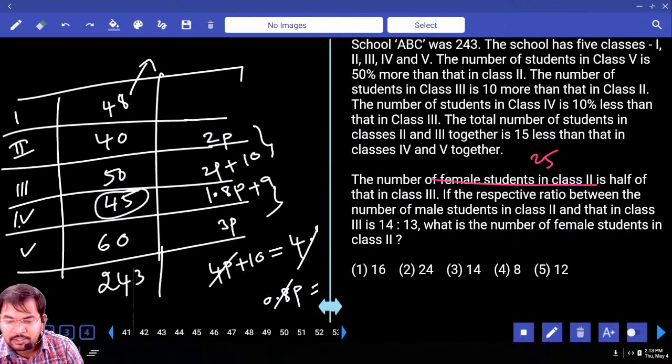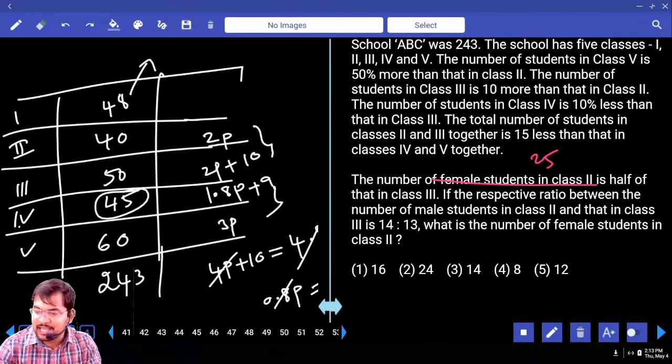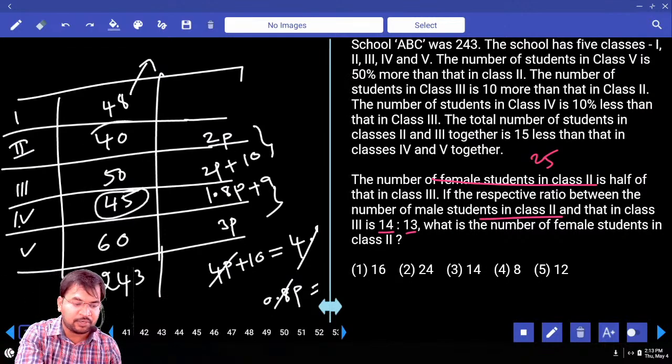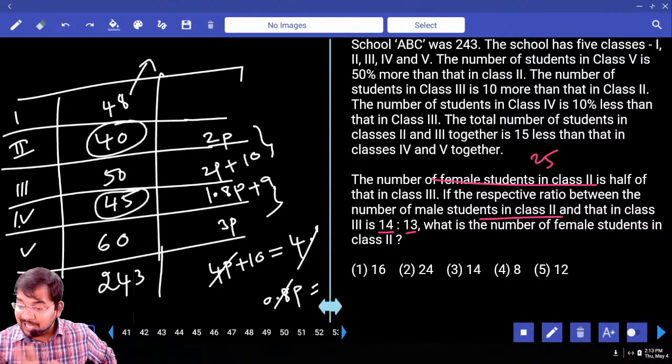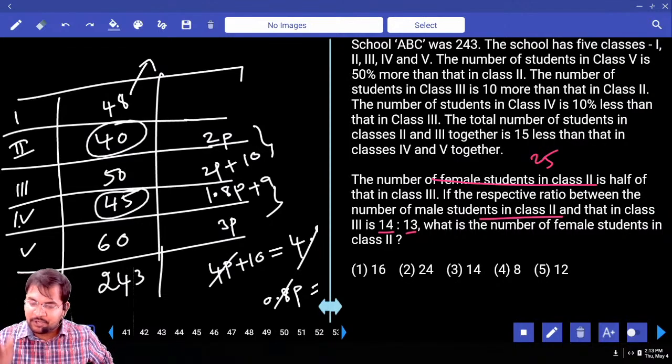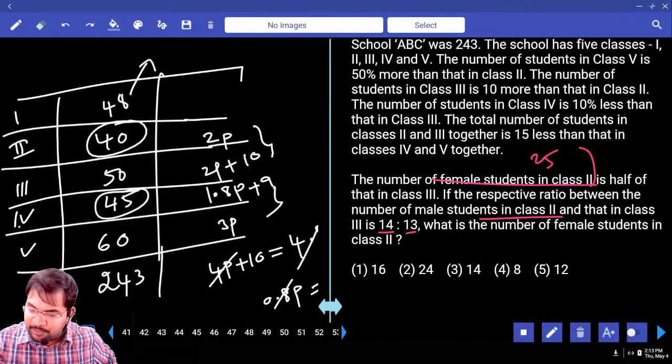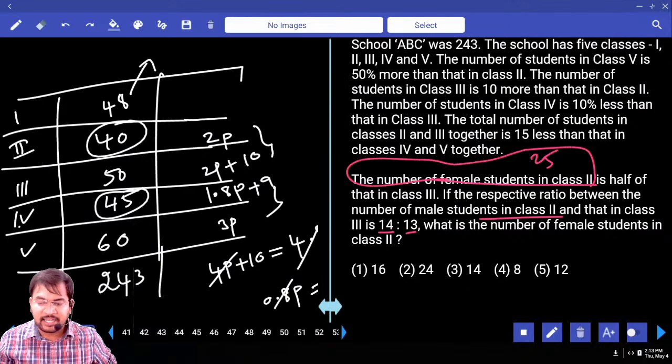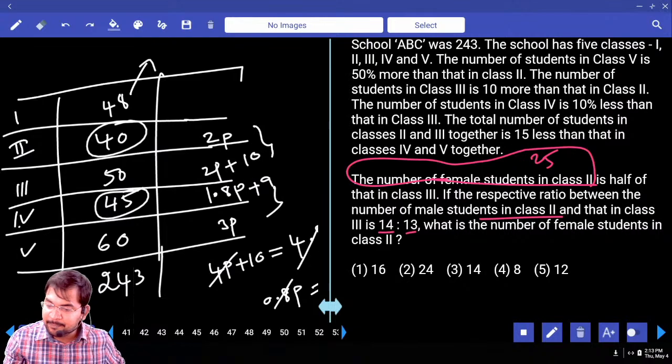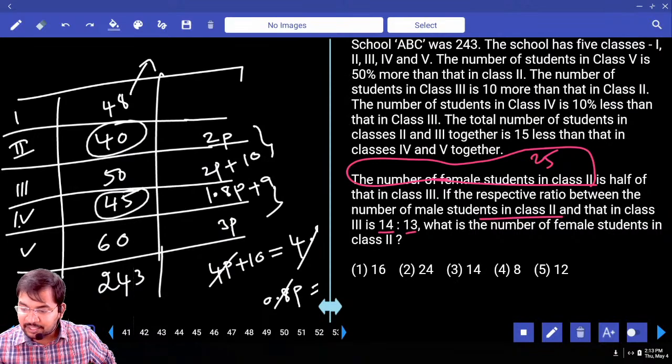Next, if the respective ratio between the number of male students in class 2 and that in class 3 is 14:13, male students in class 2 is how much? Class 2, how many students are there total? 40. If you observe carefully here, in class 2, female students are 25. Total strength is 40, therefore male students are 15. Class 2 is 15.